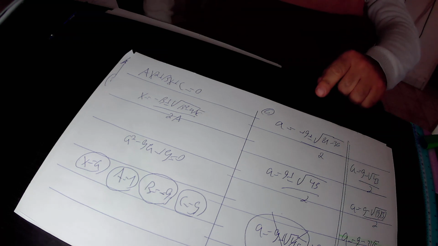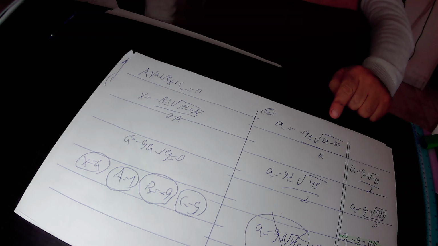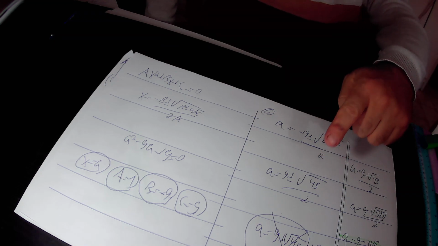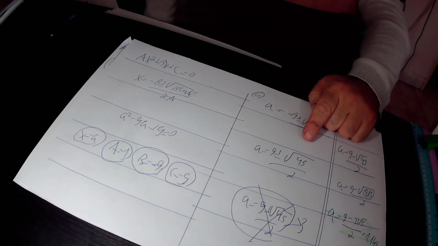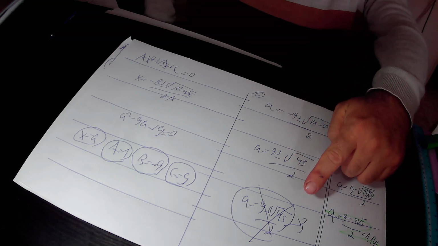So in conclusion, a equals 9 plus or minus the square root of, inside the root, 81 minus 36. 81 minus 36 is 45, divided by 2. So inside the root we are left only with 45. So here we have two possible solutions for a. The first solution for a is that a equals 9 plus the square root of 45 over 2.